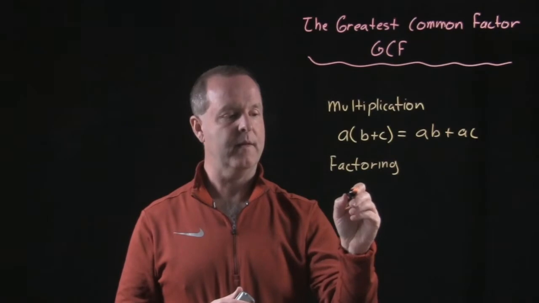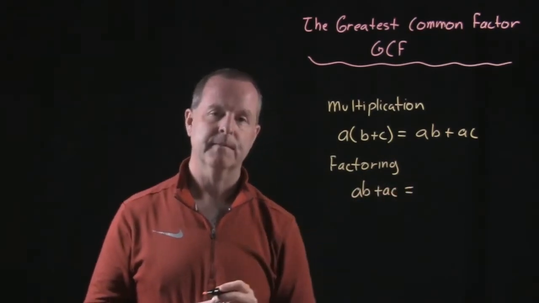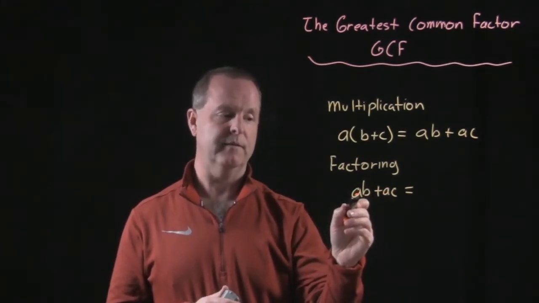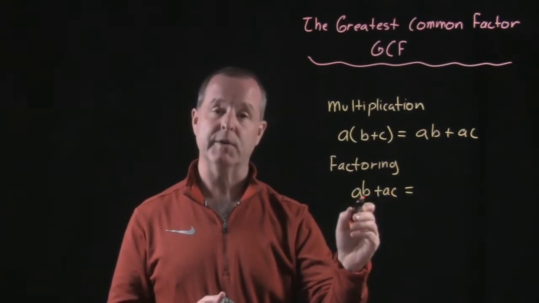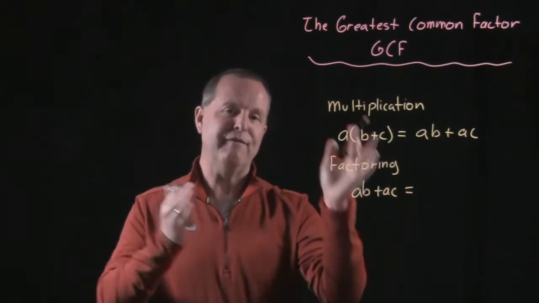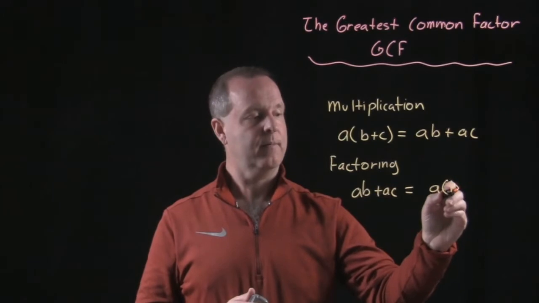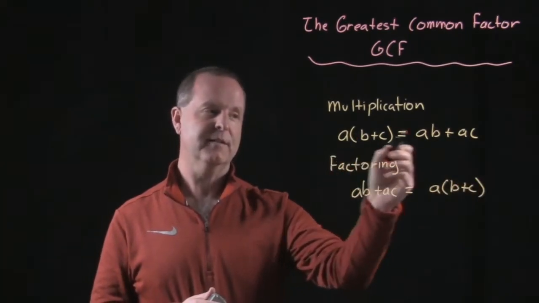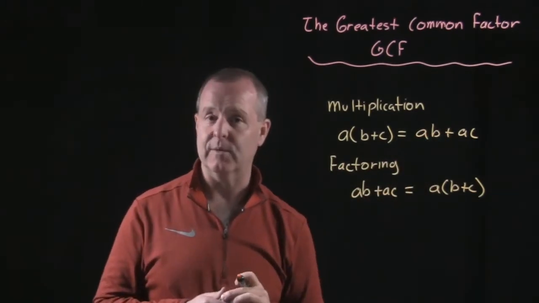So let's begin with ab plus ac. We look for the term that's common to both of these two terms. We notice the a is common. So what we're going to do is factor that a out. And what's left? b plus c. So do you see how multiplication and factoring are just the same thing but going in opposite directions?